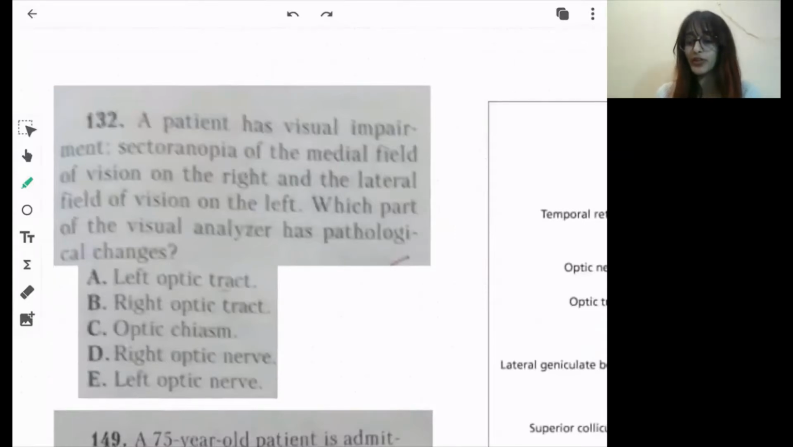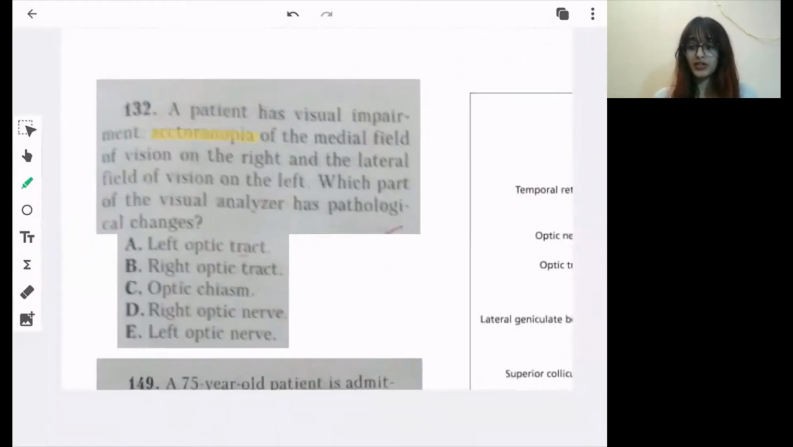A patient has visual impairment, sector anopia. Sector means a part, anopia means loss of vision. So a part of visual vision is lost, not the full. Otherwise it would be anopia. So sector anopia of medial field of vision on the right and lateral field of vision on the left. Which part of visual analyzer has pathological changes?